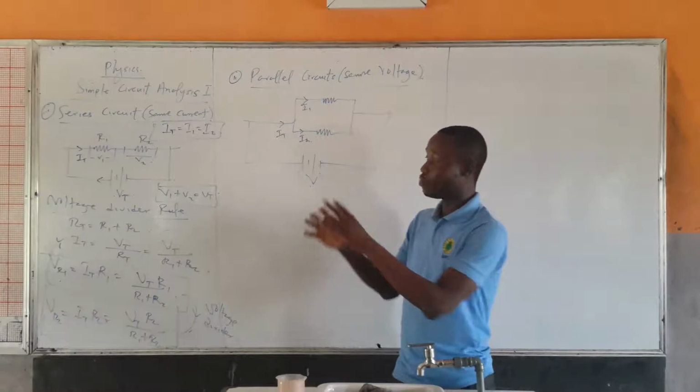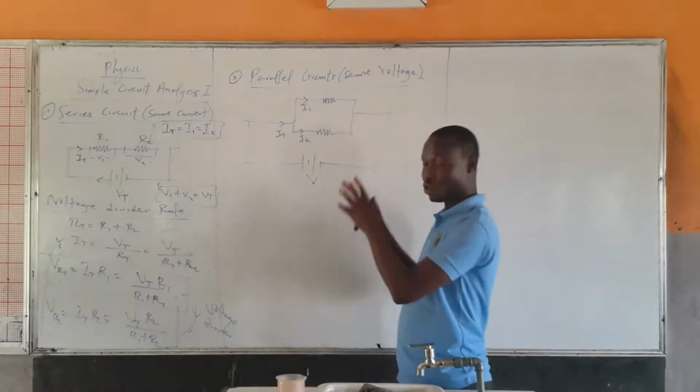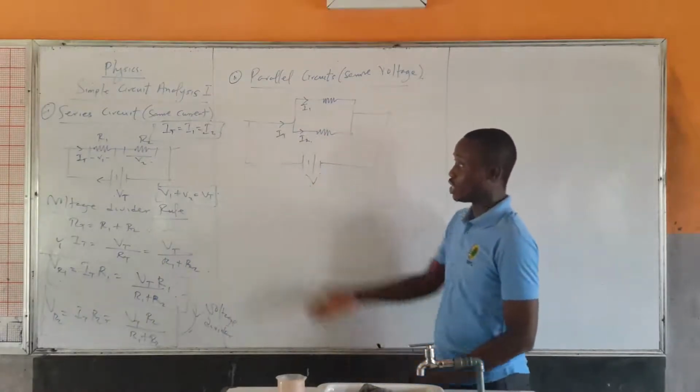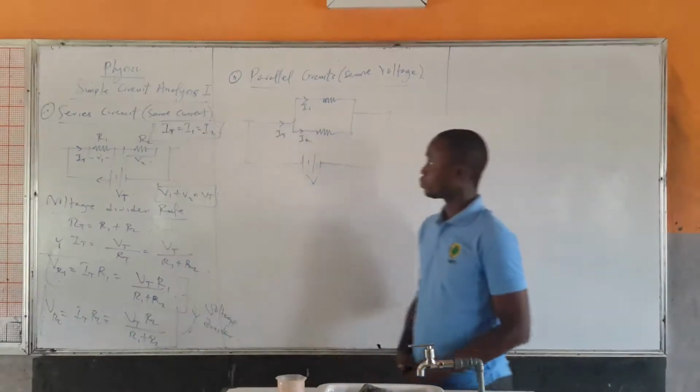We'll combine two as one. We'll find the voltage across two of them. We'll find the voltage across one of them. Then we'll now break it down further. So here is the voltage divider rule.